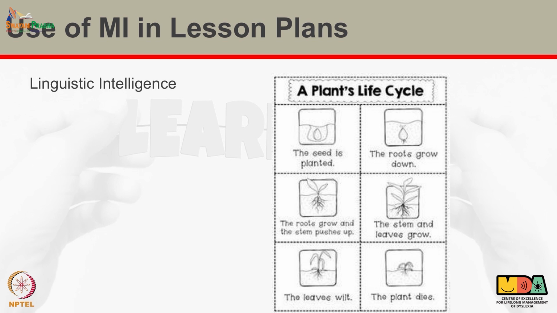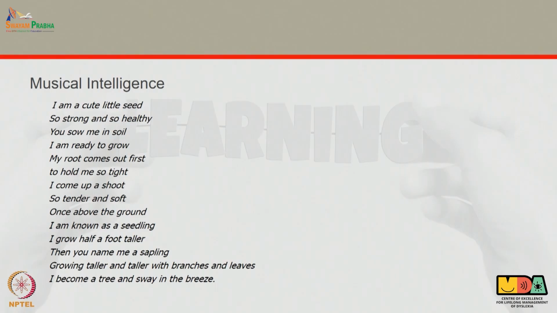To kindle the linguistic intelligence, a chart or a diagram depicting the growth of the plant right from the root, the seedling, the sapling, the leaves, the branches can be done. The song goes like this.